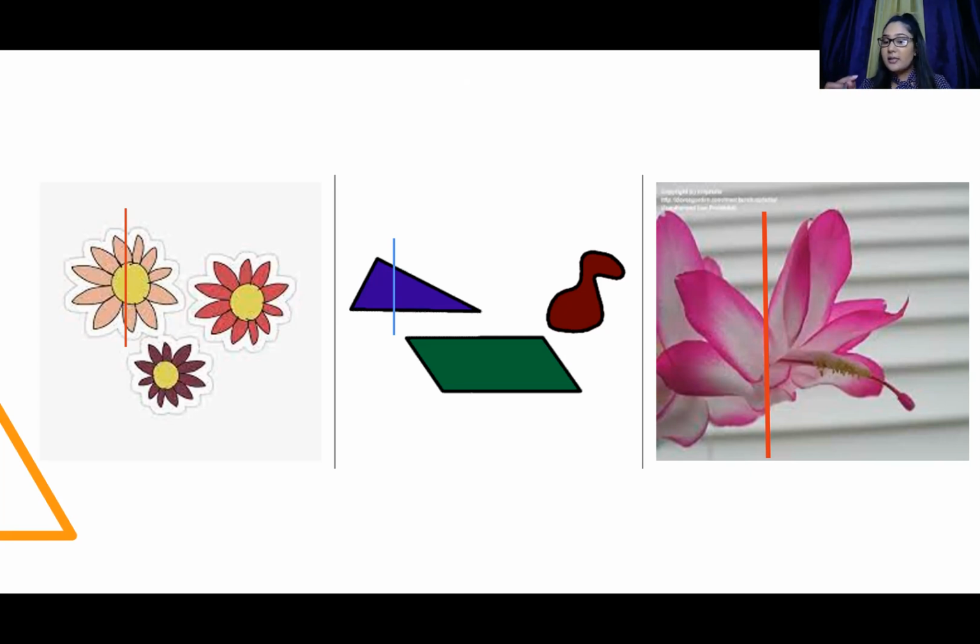Also, look at the last shape, the flower. I drew a line down the middle. And remember, we looked at the different parts of the flower, the pistil, the anther, the filament, the stigma, the style. And we learned about these different parts. The right side of the flower has these parts, but the left side doesn't. Therefore, both sides are not equal, making this flower an asymmetrical flower. Very good.